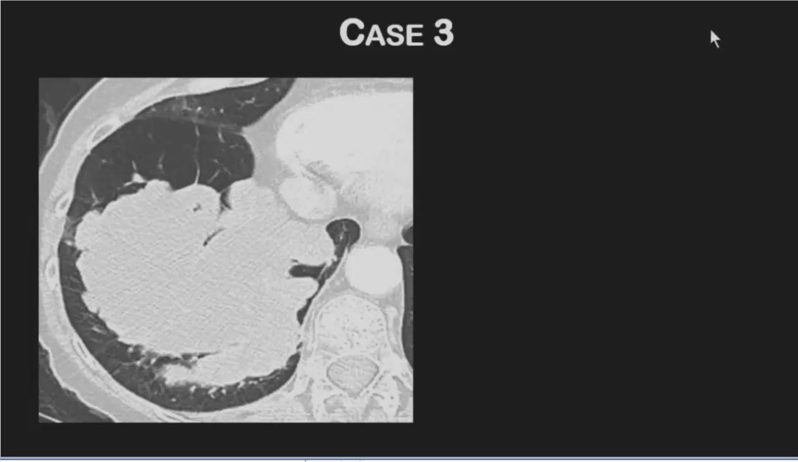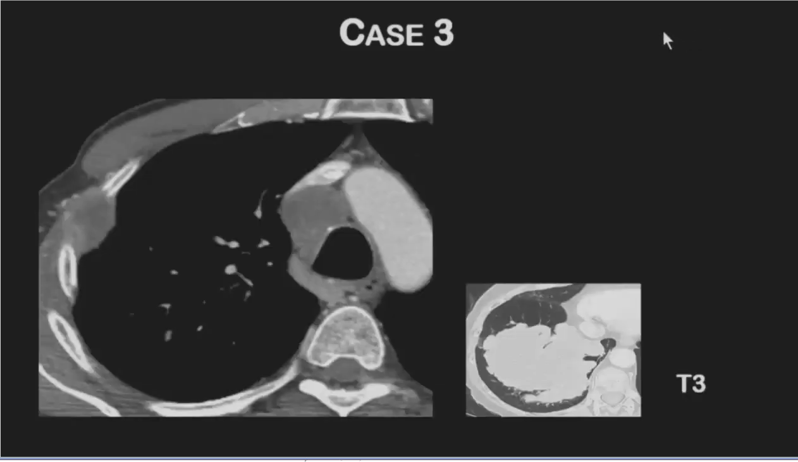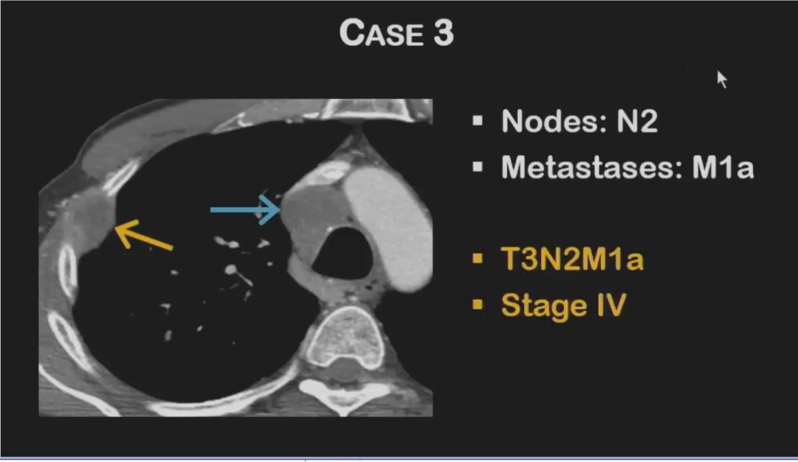Case 3, we have this very large tumor here that just on gross inspection is clearly going to be a T3 at least, just based on the size, which is clearly greater than 7 centimeters. However, if we look at the remainder of the study, we can see that there's this enlarged right paratracheal lymph node consistent with N2 disease, but we can also see that there's a pleural met here within the right hemithorax consistent with M1A disease. So overall, this patient is stage 4, so this patient would not be a surgical candidate.